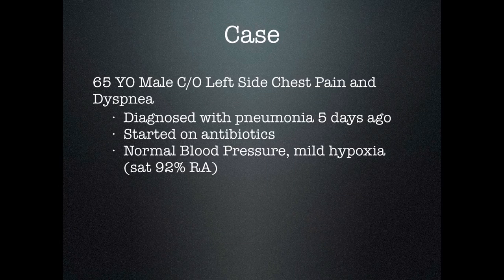In all cases, we want to consider what is the clinical history and correlate this to our physical exam. So let's try this with a few cases. If a 65-year-old male comes in with left-sided chest pain and dyspnea, it started 5 days ago when he was diagnosed with pneumonia. He was started on antibiotics at that time, and he comes in today because he's not feeling well. He's a little bit more short of breath, and he's got a mild hypoxia when you examine him.